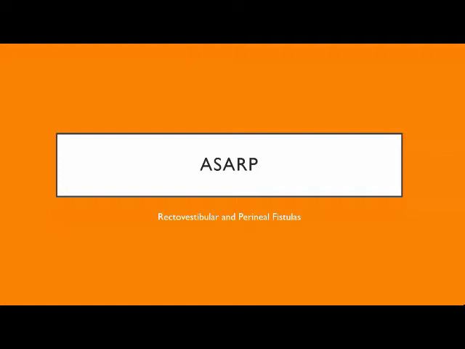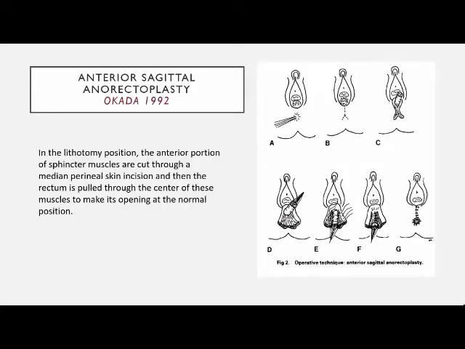And we'll now discuss the anterior sagittal anorectoplasty, which is described for rectovestibular and perineal fistula. It was first described in 1992 by Okada. He described it as a less invasive procedure compared to PSARP. The brief description is that in lithotomy position, the anterior portion of the sphincter muscle is cut through a medial perineal incision as shown here, and the rectum is pulled through the center of the muscles to gain a normal opening.